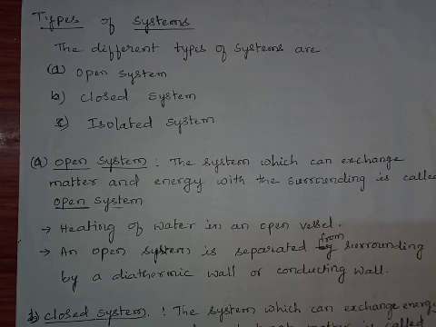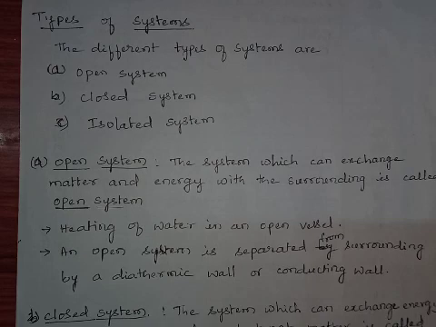Example for open system is heating water in a vessel, an open vessel. Whenever you heat water in an open vessel, heat is entering into the system. It means the boundary is allowing the heat to enter into the system. At the same time, the matter from the system is escaping into the environment. That is, water vapors escape into surrounding, into the atmosphere.